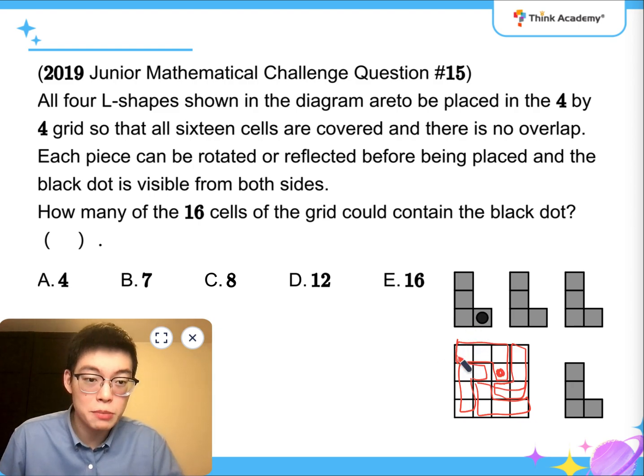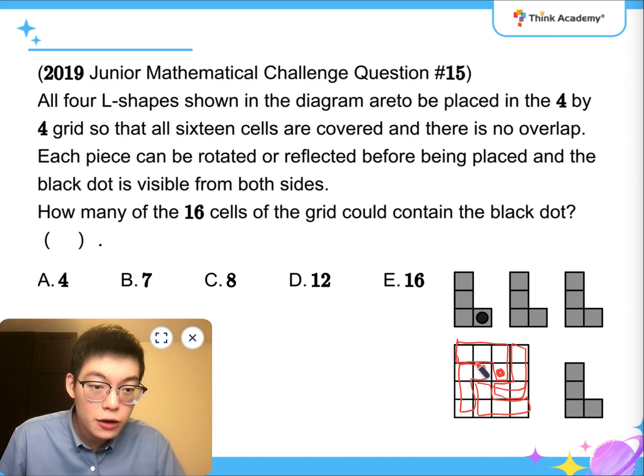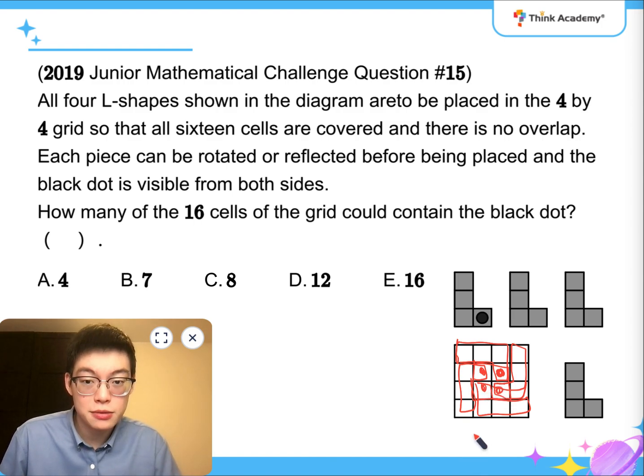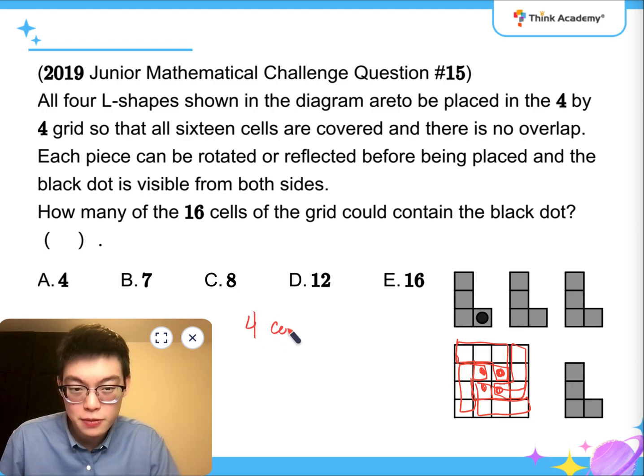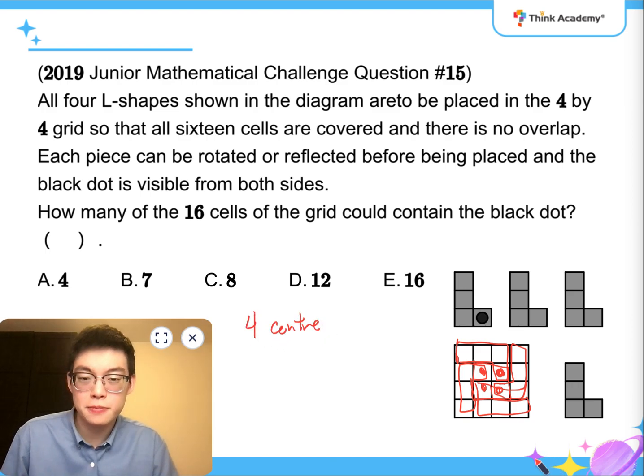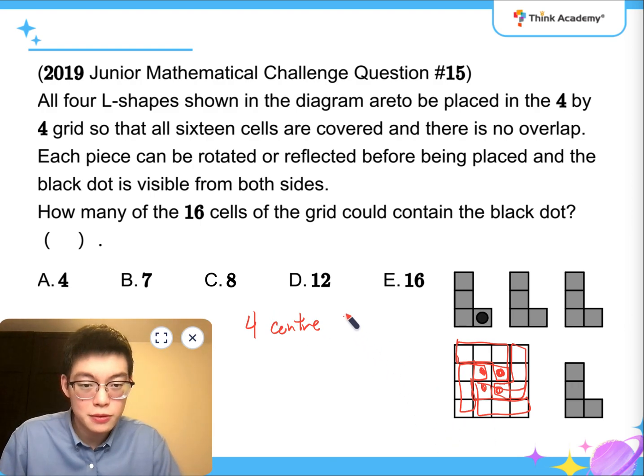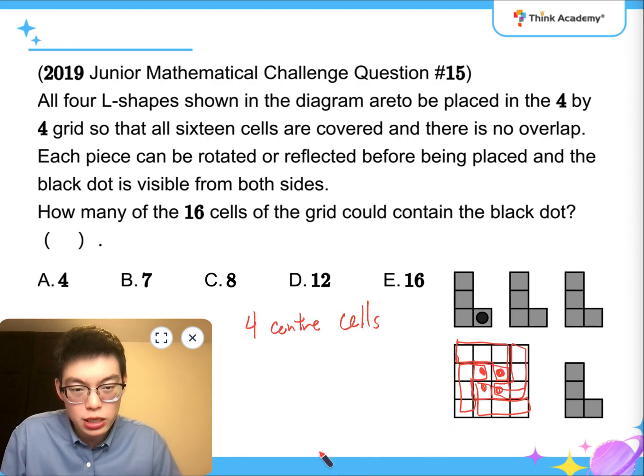And then the black dot is going to be one of these 4 center boxes, right? So it means that I can go into all the 4 center boxes. The black dot can be anywhere in the center cells. And then after talking about this arrangement, probably I'm just going to leave it there.